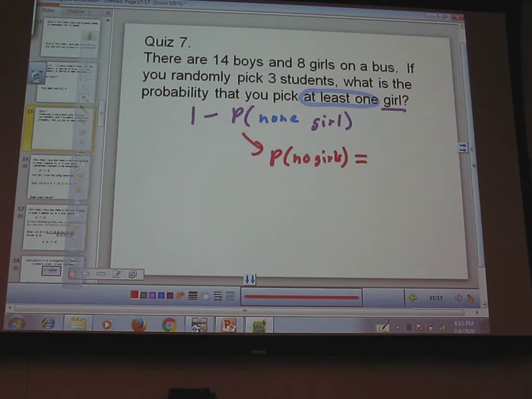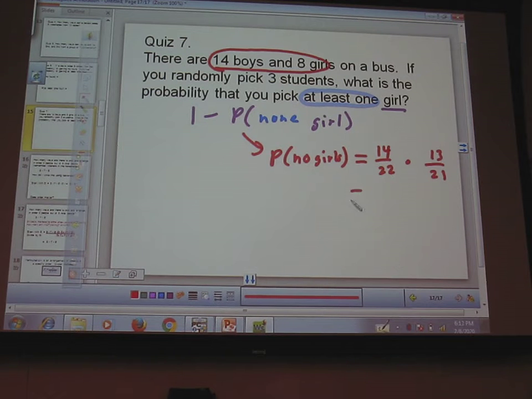What's the probability the first one is not a girl? 14 out of 22. There's 14 boys out of 14 plus 8, 22 people. After you choose that one, what's the probability the second one is not a girl? Now we only have 13 left that are not a girl, and we only have how many kids left? 21. So we need the first one to not be a girl and the second one to not be a girl, and we multiply. So you're going to multiply those.